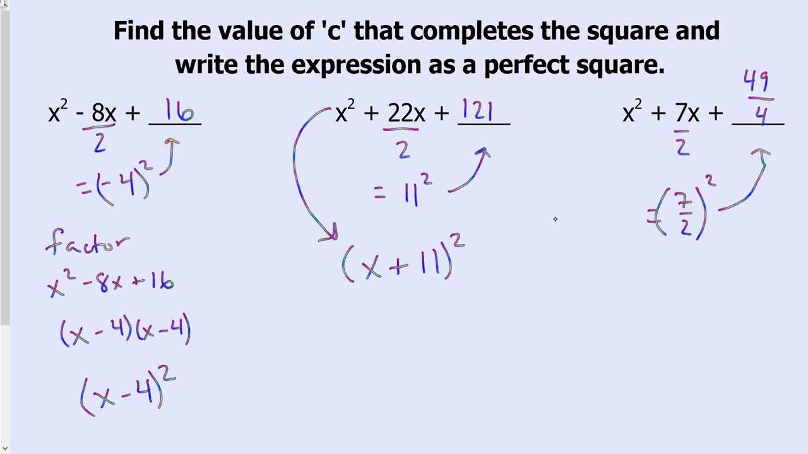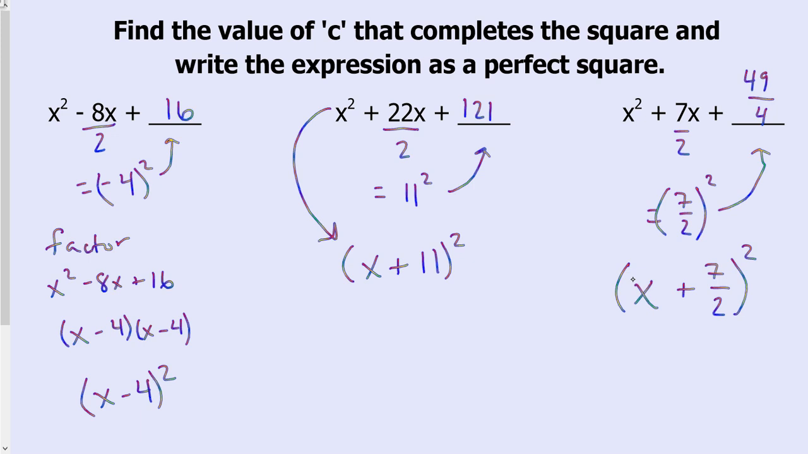Well, how am I supposed to factor x squared plus 7x plus 49 over 4? I don't know how to do that. Oh, but you do, don't you? Because you know it's going to factor into a perfect square factorization. You know that first term is going to be x, and the second one is going to be this 7 halves. So it's just x plus 7 halves quantity squared. That's it. If you can find the value of c that completes the square, you essentially have done all of the work required to find those perfect square factors.